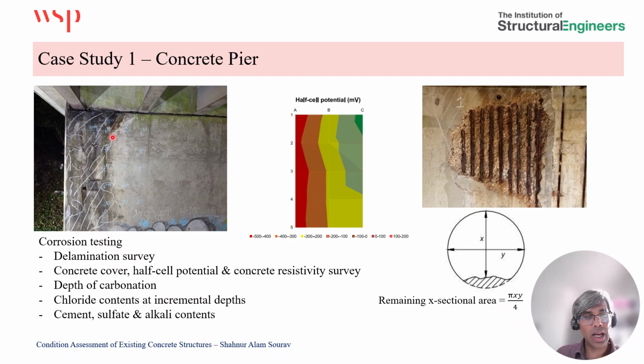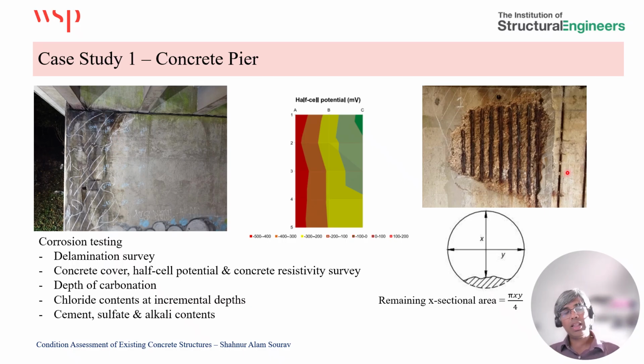As you can see here, this half cell potential survey should not be undertaken in the already delaminated areas. From this half cell potential survey, we are seeing that even away from the delaminated areas, there is a probability of corrosion. So there is high probability of corrosion occurring at these locations here.